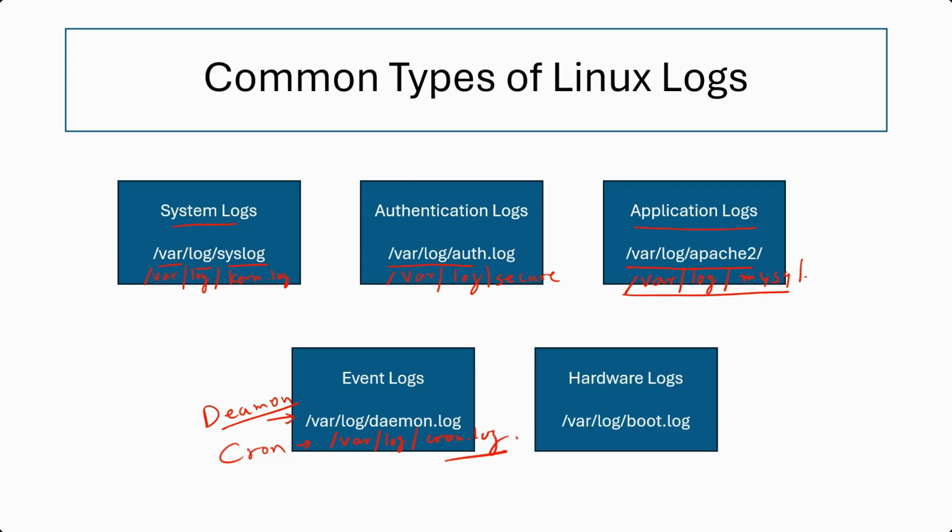Okay, next, you can also check out the hardware related log, which consists of the boot process log as well, or kernel buffer messages as well. The more important one is the boot process log, which can be retrieved from /var/log/boot.log. So these are some of the common types of Linux logs.